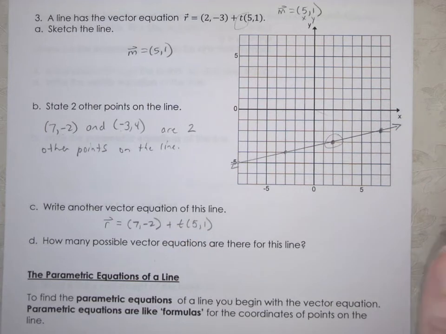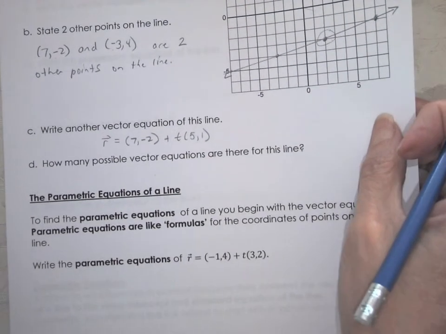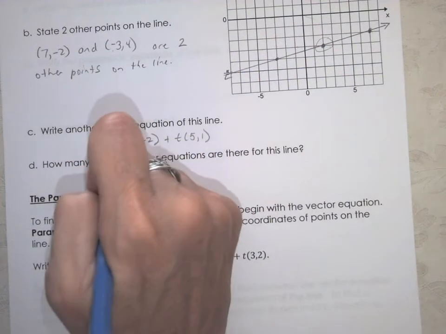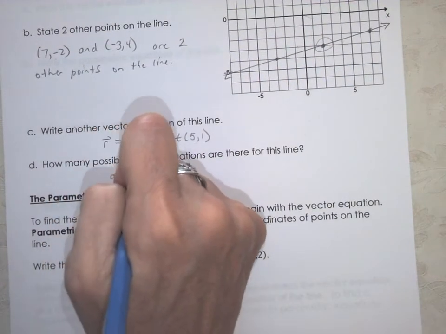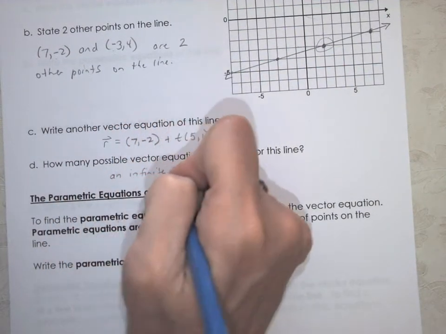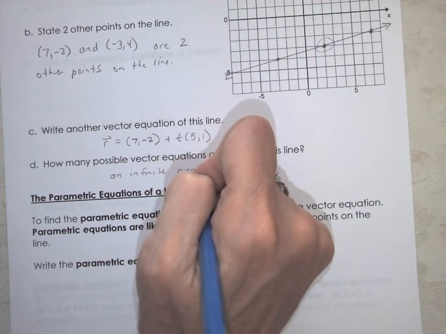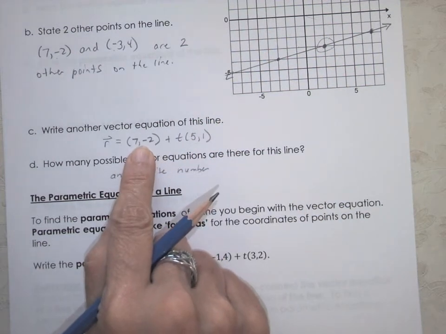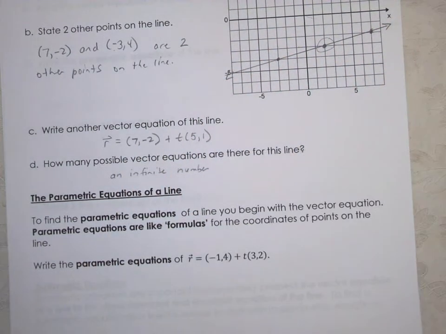Here's my position vector of my point on the line, and it's still got the exact same direction. So how many possible vector equations are there for this line? An infinite number, because I can just change the position vector of this point to any point along this line. So there would be an infinite number of vector equations.